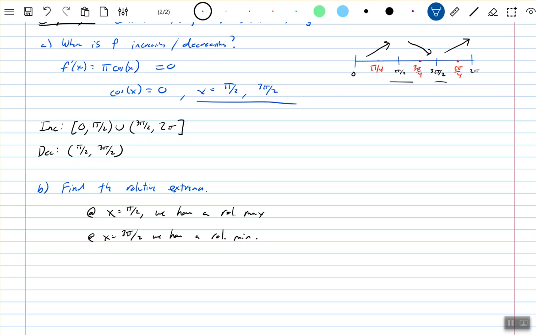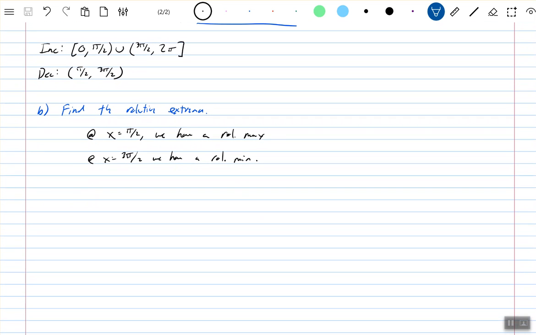That's all there is to that. So if you do your first part of this problem correctly, then finding relative maximums and minimums is just reading that chart correctly. And once you read that correctly, you are good to go. All right? So now let's look at part C.